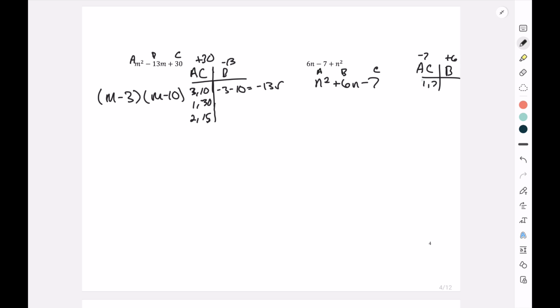But since we want the product to be negative, we could have a negative 1 and a positive 7, or a positive 1 and a negative 7. But since we want it to add up to 6, negative 1 and positive 7 would be our answer. And so putting those into the factored form, we would have n minus 1 and n plus 7.